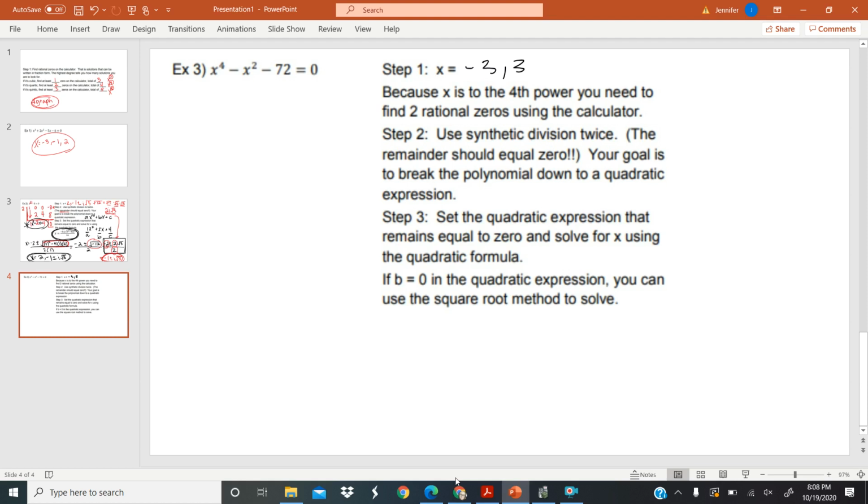So then in step 2, since we have x to the 4th and our goal is to break it down to a quadratic, and we have 2 zeros, what we're going to have to do is use synthetic division twice. So we need to divide by both zeros. So the first zero that we divide by, we'll break it down to a cubic equation. And then we need to divide by the other zero on the cubic equation to break it down to a quadratic. So let's try to get that set up. So first I'm going to start with dividing by the negative 3.